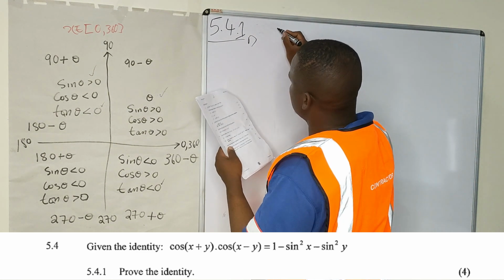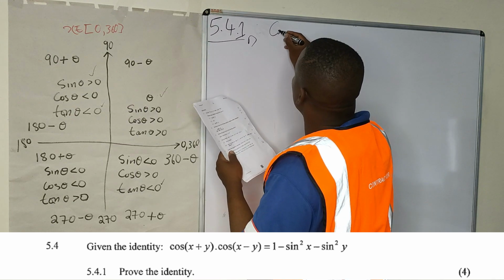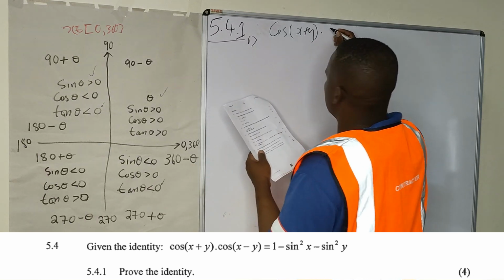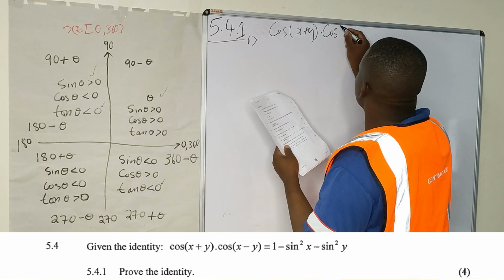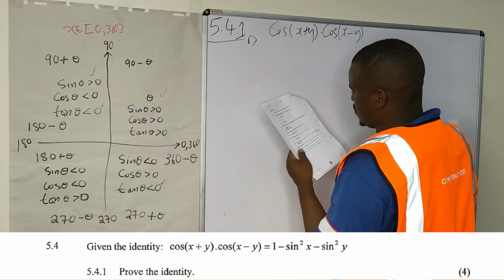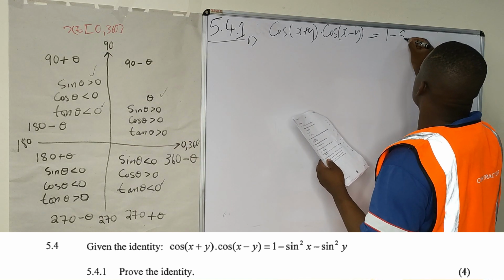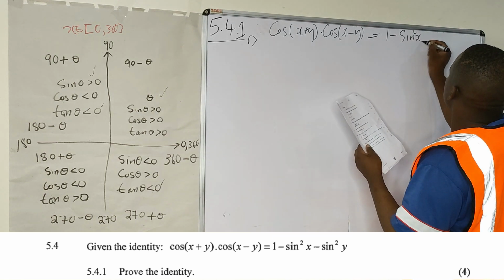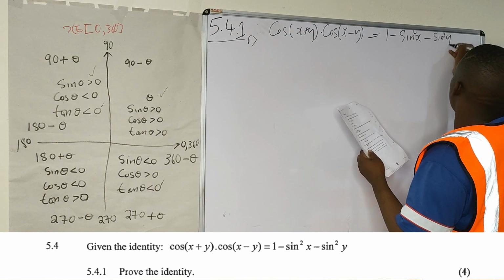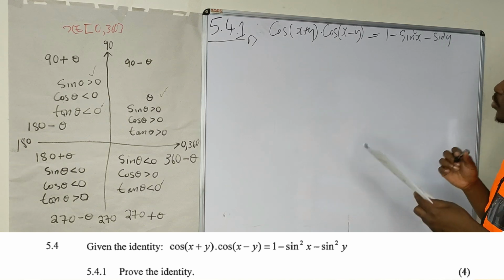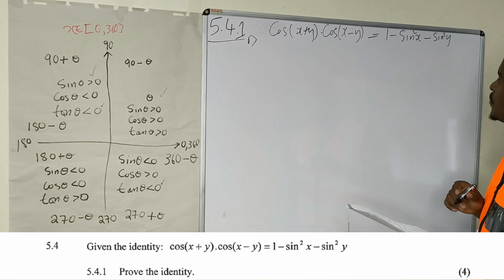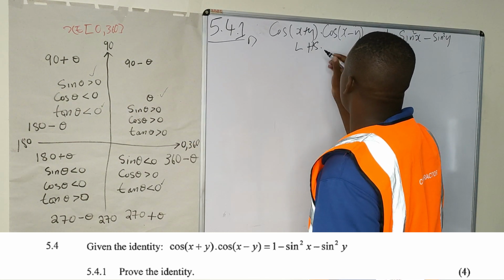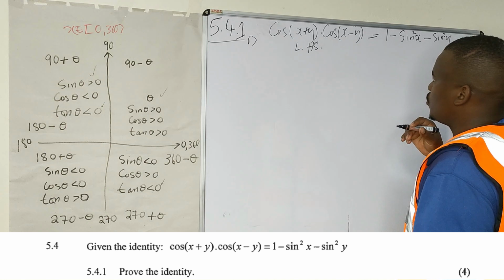So we are given the identity: cos(x plus y) times cos(x minus y) is equal to 1 minus sine squared x minus sine squared y. So they wanted to prove this identity. So we're going to take this side, which is the left hand side, right?